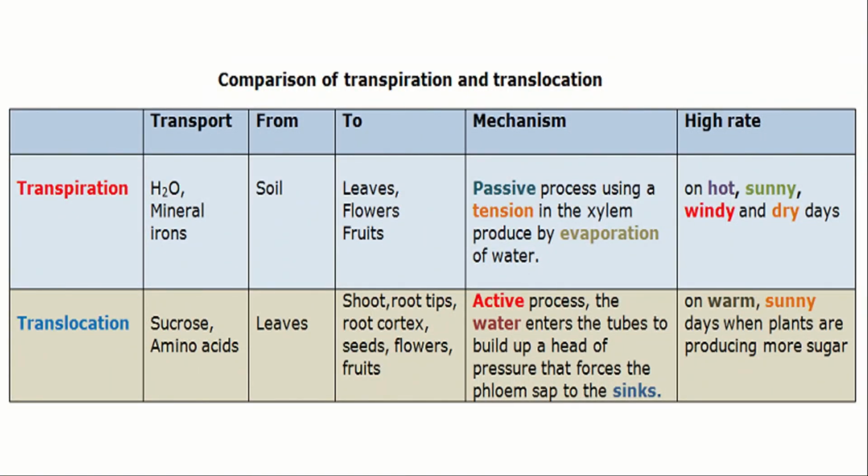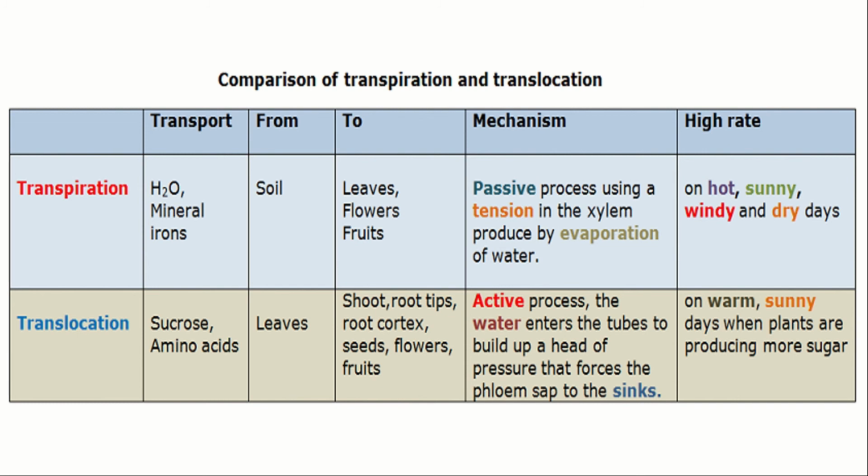Let us know about a comparison of transpiration and translocation. Transpiration mainly transports water, minerals and ions from the soil to leaves, flowers and fruits. The mechanism is a passive process using a tension in the xylem produced by evaporation of water. This happens when water evaporates from the stomata, and the evaporation sucks water up the xylem tissues to all parts of the plant. The rate is high on hot, sunny, windy and dry days.